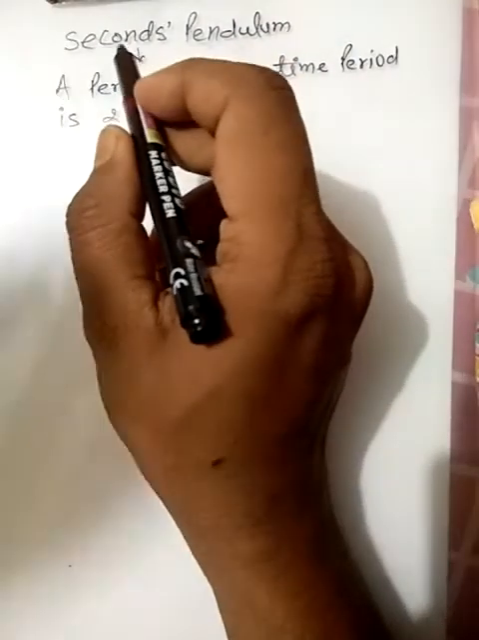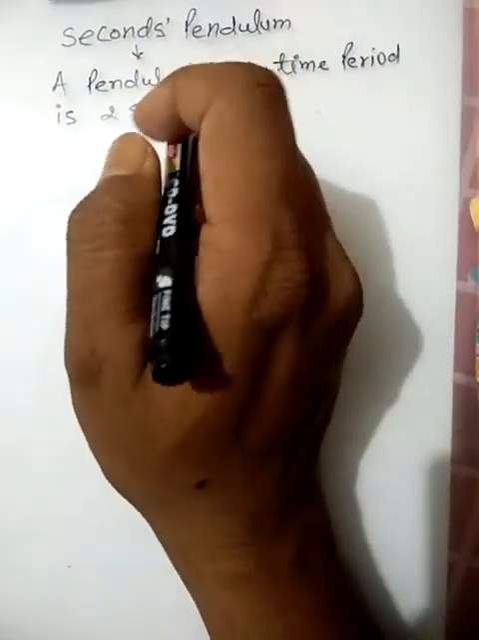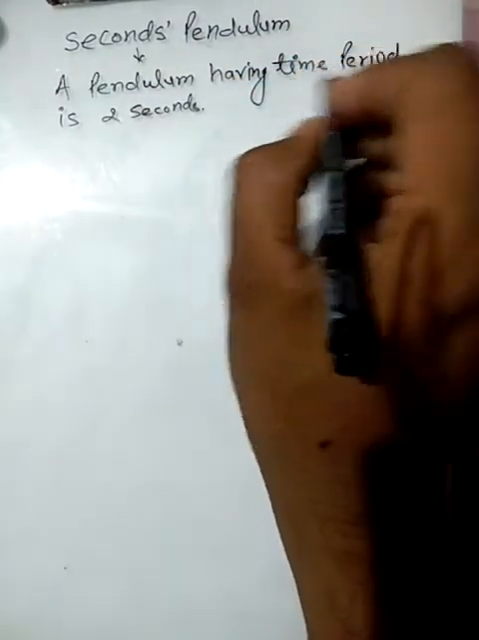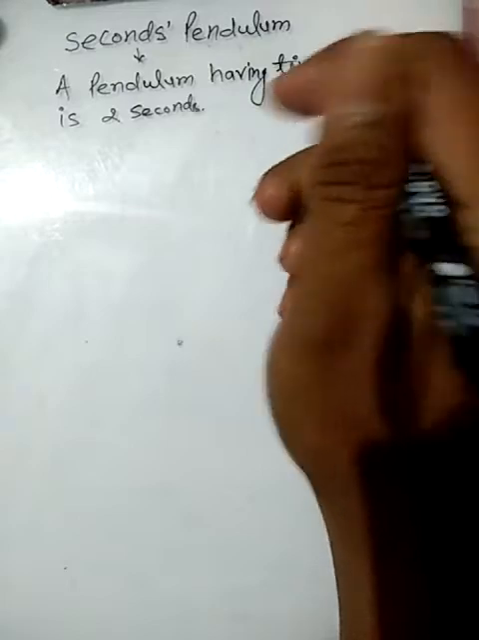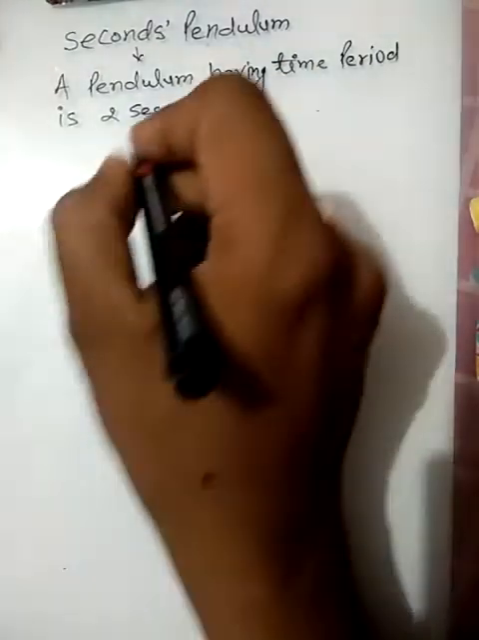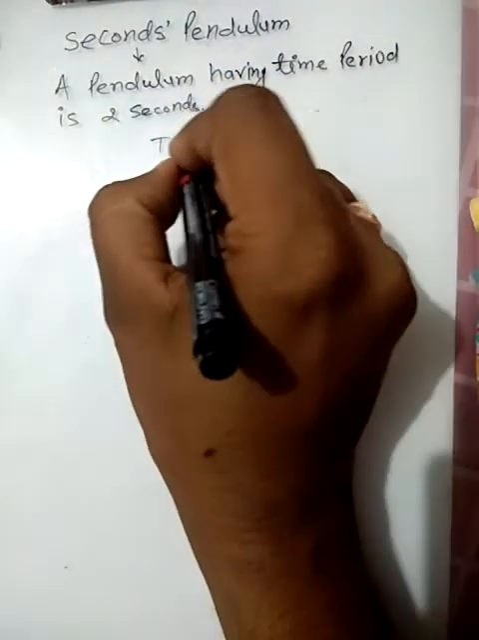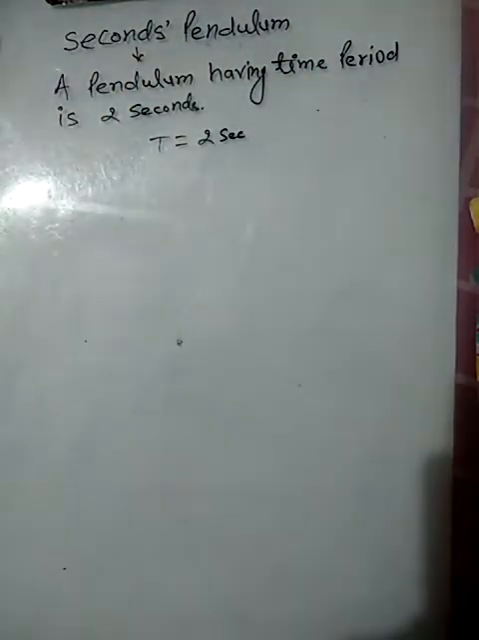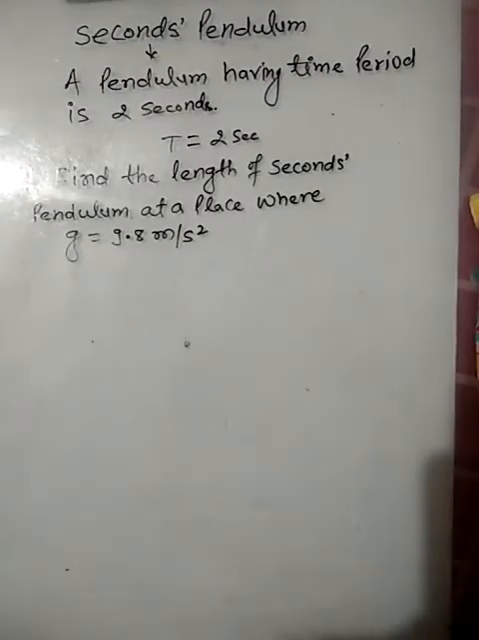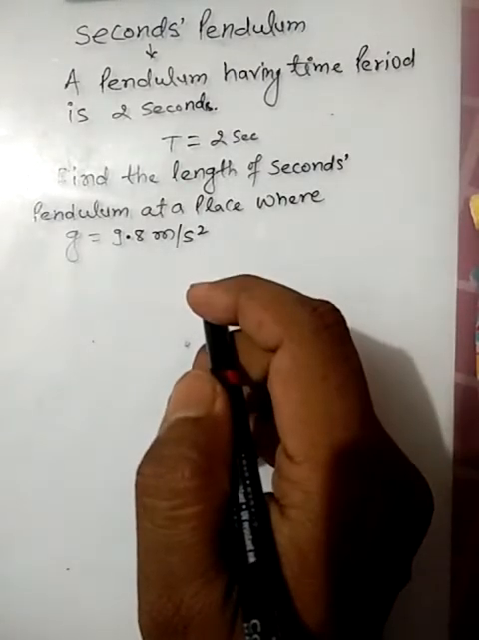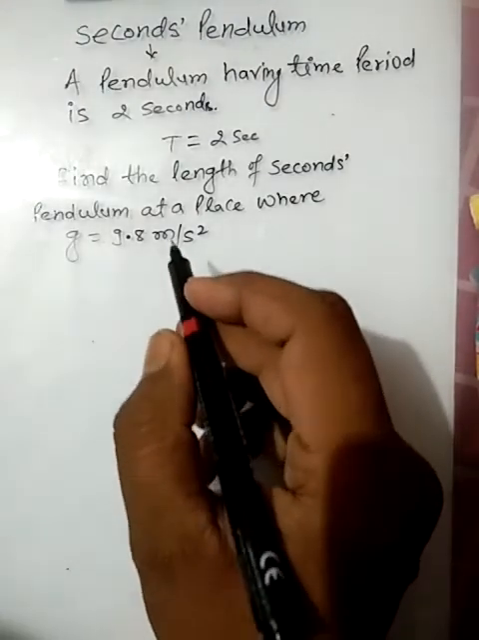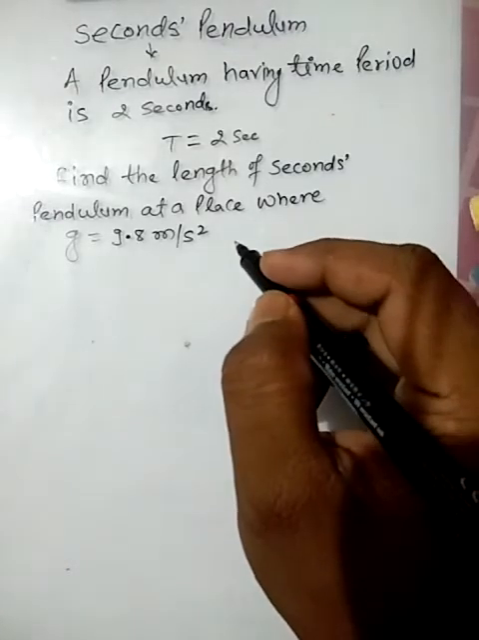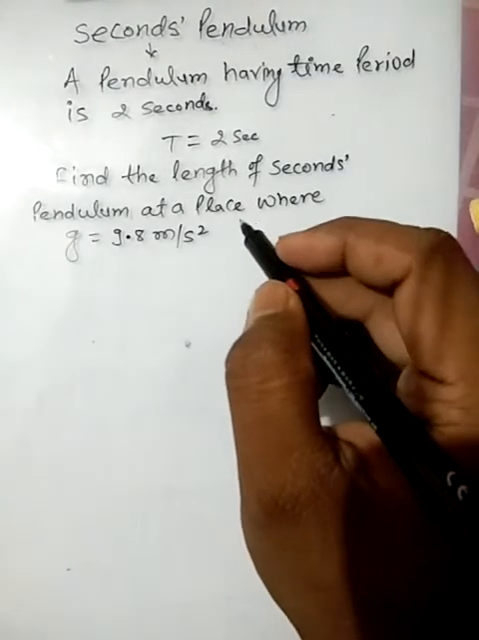Next term is seconds pendulum. A pendulum having a time period of 2 seconds is known as a seconds pendulum. That is, T will be equal to 2 seconds for the seconds pendulum. Now here is a question related to the seconds pendulum. Find the length of the seconds pendulum at a place where g equals 9.8 meter per second square.